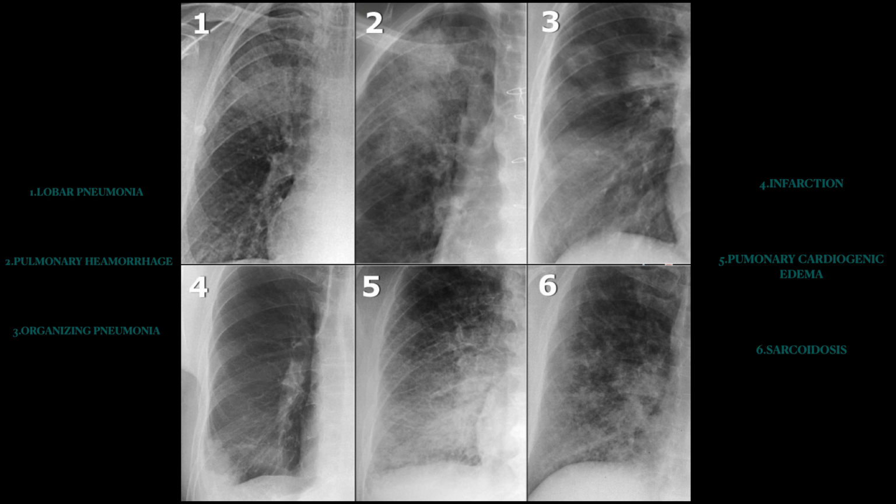And the last image, at first glance this looks like consolidation, but in fact this is nodular interstitial lung disease, so widespread that it looks like consolidation, but in this case it's not. It's nodular interstitial lung disease, and in this case it's sarcoidosis.